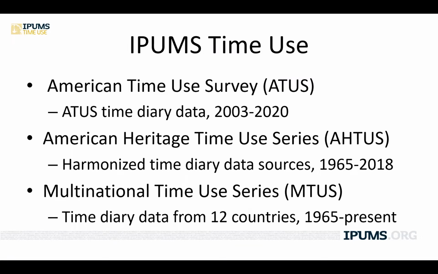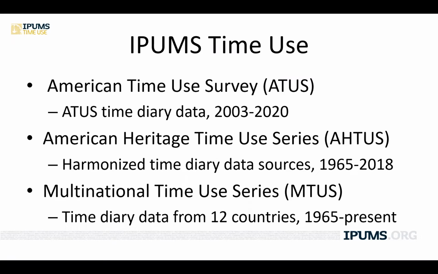Collection is ongoing. There's also the American Heritage Time Use series included in IPUMS Time Use. And so these are harmonized time diary data sources that aren't all from the same original source. The ATUS is a singular survey, there's more consistency there. The AHTUS takes other time diary data collections and works to create a comparable series that goes further back in time.